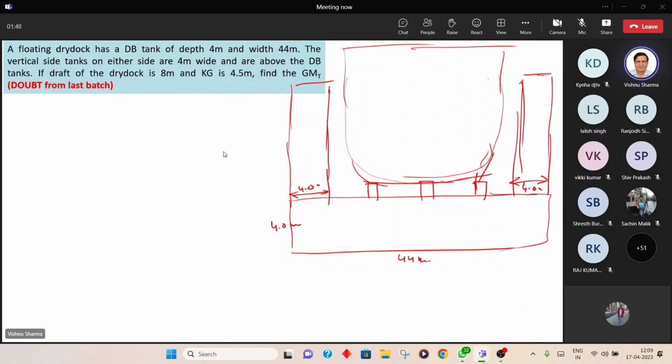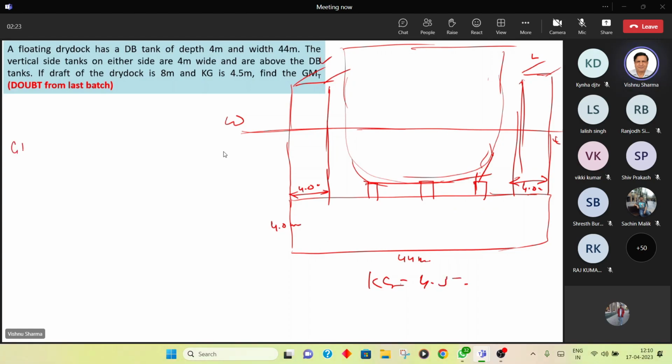Okay. So basically, he said that the vertical sides are side tanks 4 meters wide. Length is not given, so you can take any length L. And if the dry dock is at 8 meters draft, obviously it will be above the DB somewhere here. This is the water line. Find the GM of the vessel. KG of the dry dock is given as 4.5 meters. GM is to be found.